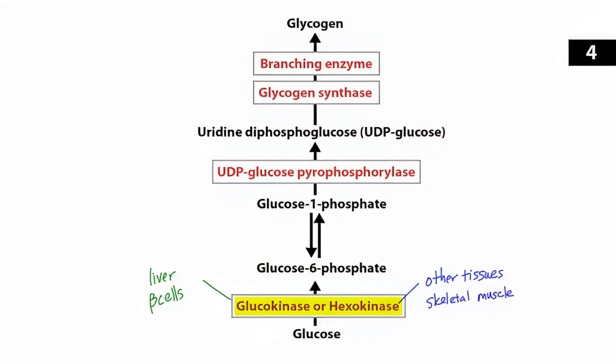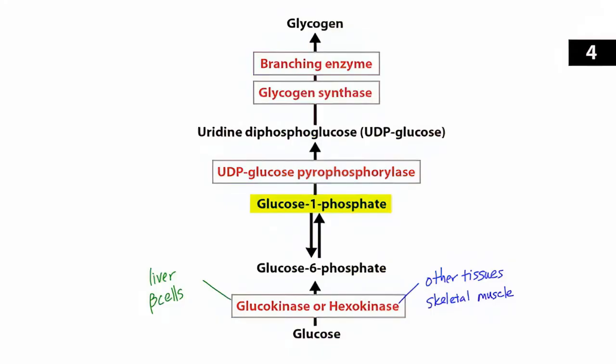So these enzymes turn glucose into glucose 6-phosphate, and then from there, you're going to move the phosphate group from the 6th carbon to the 1st carbon to make glucose 1-phosphate. This is different than glycolysis. With glycolysis, we went from glucose 6-phosphate to fructose 6-phosphate. Here, to synthesize glycogen, we're going from glucose 6-phosphate to glucose 1-phosphate.